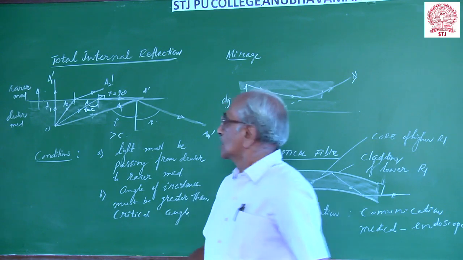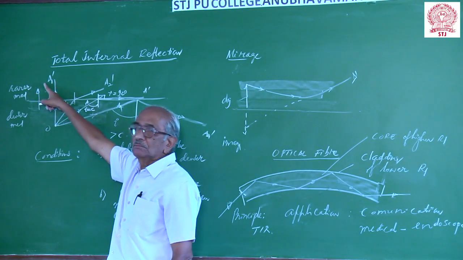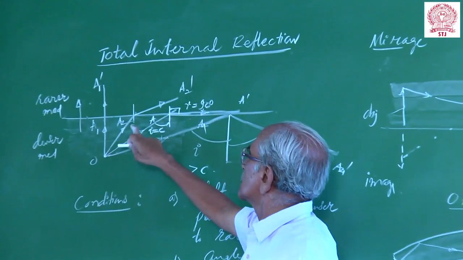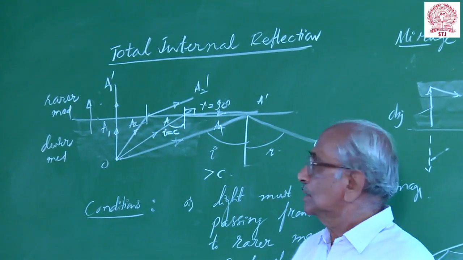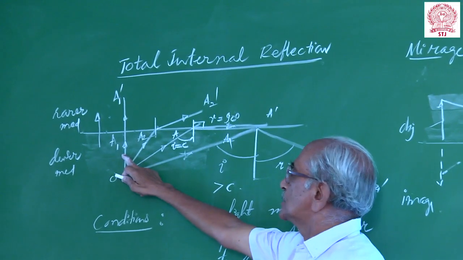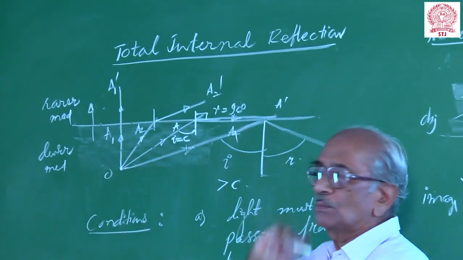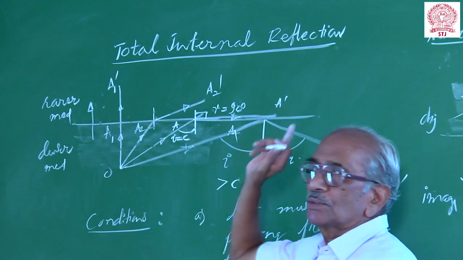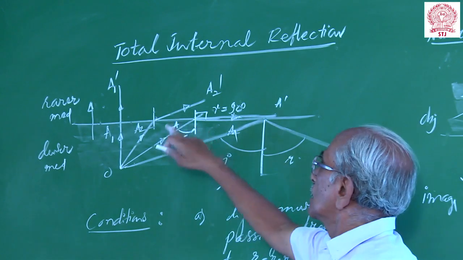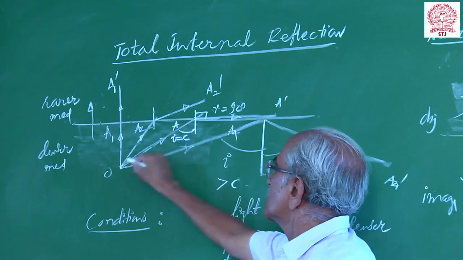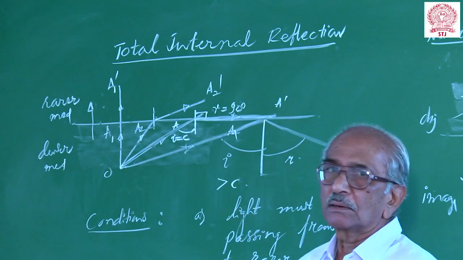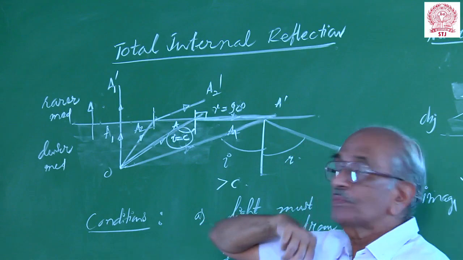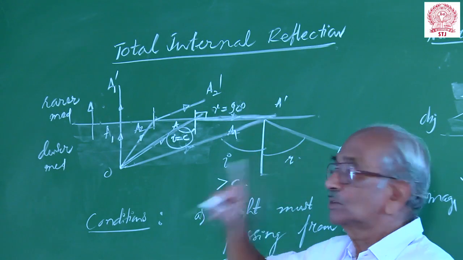So we have seen that when light passes from denser to rarer medium, the angle of refraction is always greater than the angle of incidence. Consequently, when the angle of incidence is gradually increased from zero, the angle of refraction also increases, but much faster. Now at some stage, the angle of refraction becomes a right angle. And this angle of incidence, for which the angle of refraction is a right angle, is called the critical angle.